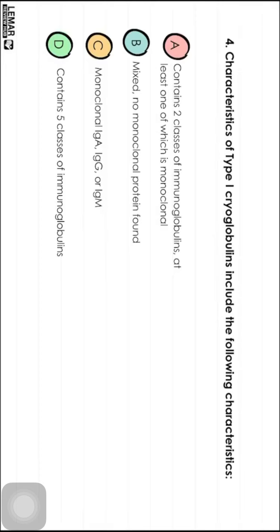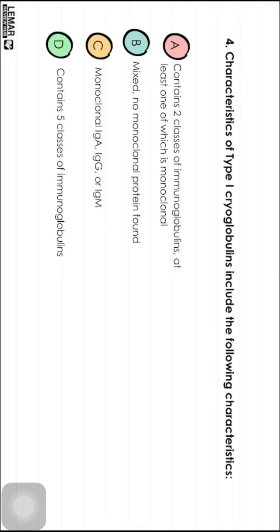Number 4. Characteristics of type 1 cryoglobulins include the following characteristics. Letter A, contains 2 classes of immunoglobulins, at least one of which is monoclonal. Letter B, mixed, no monoclonal protein found. C, monoclonal IgA, IgG, or IgM. Or letter D, contains 5 classes of immunoglobulins.